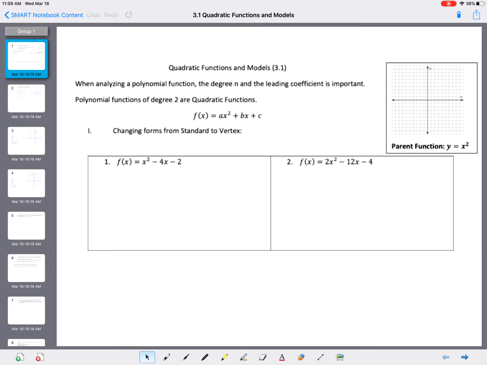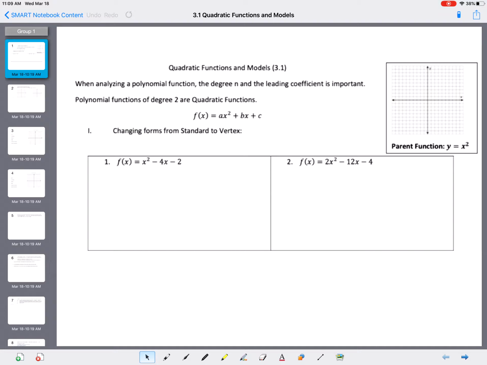Everybody. So this section we are covering quadratic functions and models. For most of the semester we have talked a lot about quadratic equations and we've gotten into different methods of solving. So this section is not really new material. We're just going to bring it all together to talk about what a quadratic function is and maybe do some word problems towards the end of it.